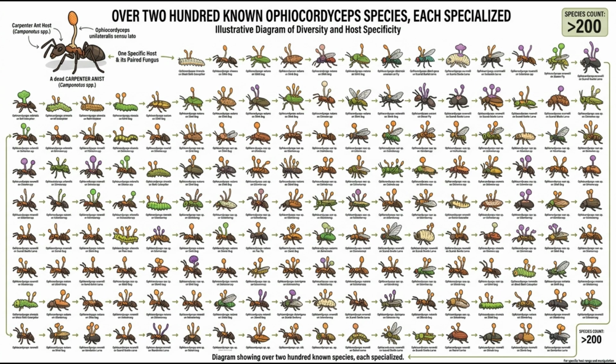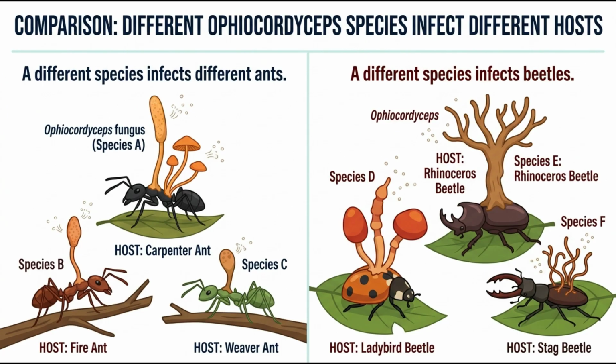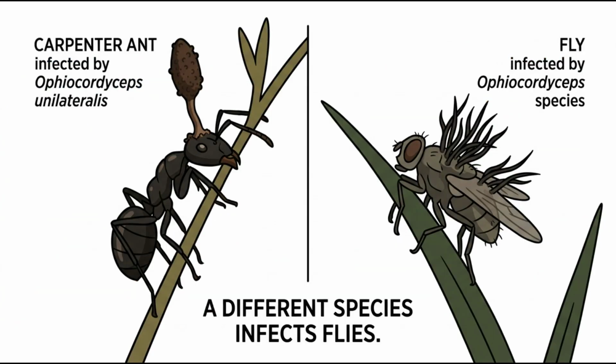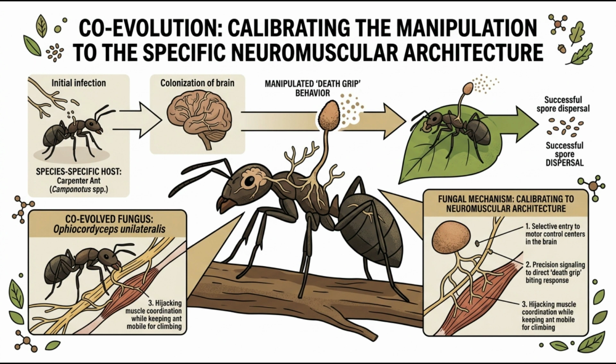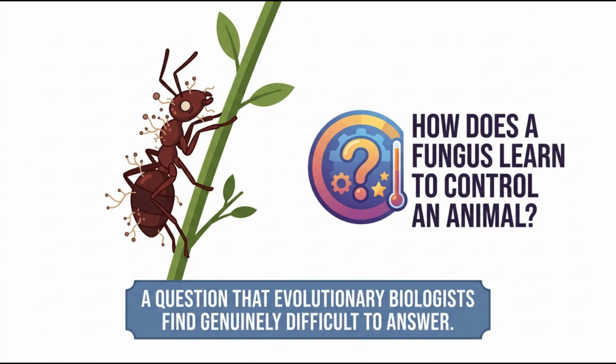There are currently over 200 known species of Ophiocordyceps, each specialized for a specific host or group of hosts. The specificity matters. These fungi are not generalists. Ophiocordyceps unilateralis infects Camponotini ants. A different species infects different ants. A different species infects beetles. A different species infects flies. Each fungus has co-evolved with its specific host, calibrating the manipulation to the specific neuromuscular architecture of that host over millions of years. This level of specificity raises a question that evolutionary biologists find genuinely difficult to answer.